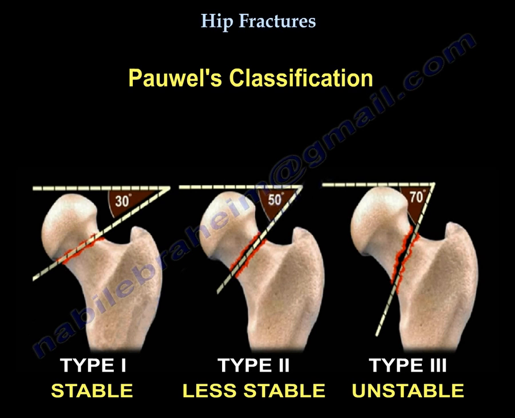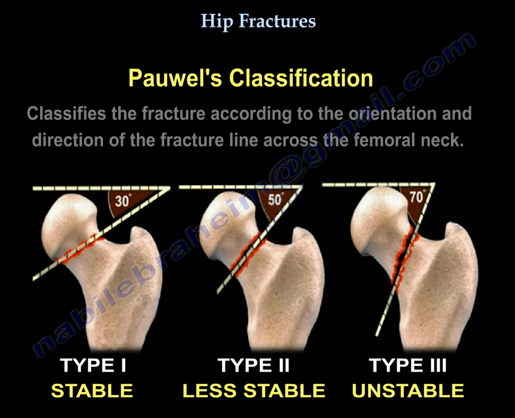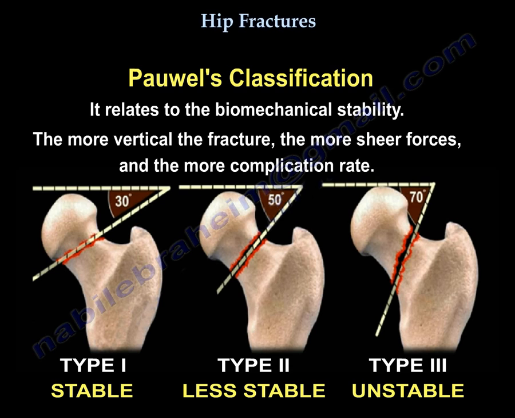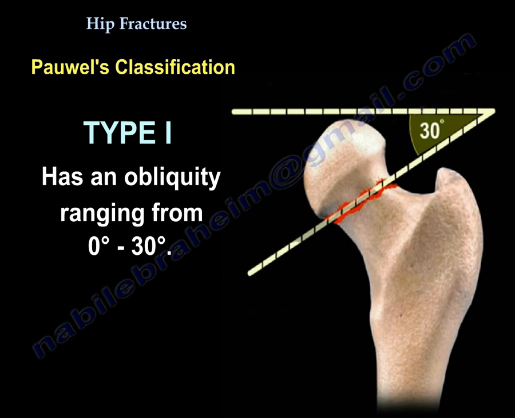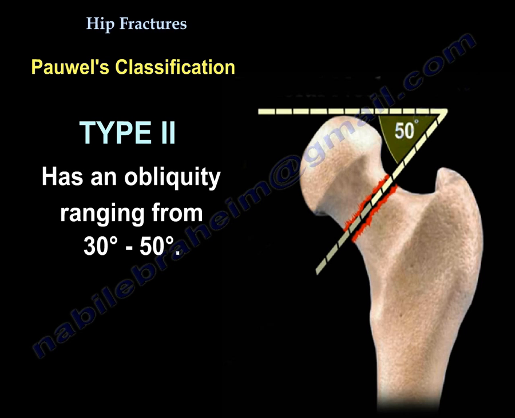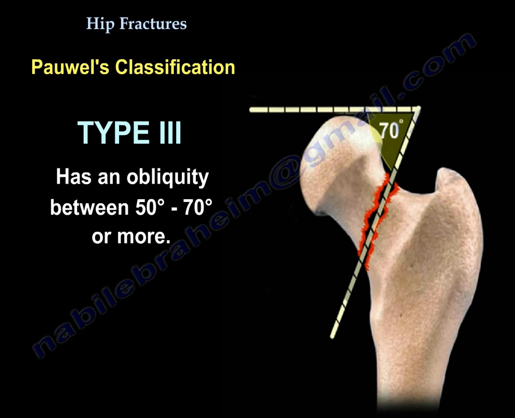Pauwels classification. There are three fracture types within the Pauwels fracture classification. It classifies the fracture according to the orientation and the direction of the fracture line across the femoral neck. It relates to the biomechanical stability. The more vertical the fracture, the more shear forces and the more complication rate. Type 1 has an obliquity less than 30 degrees. Type 2 has an obliquity from 30 to 50 degrees. Type 3 has an obliquity between 50 to 70 degrees or more.